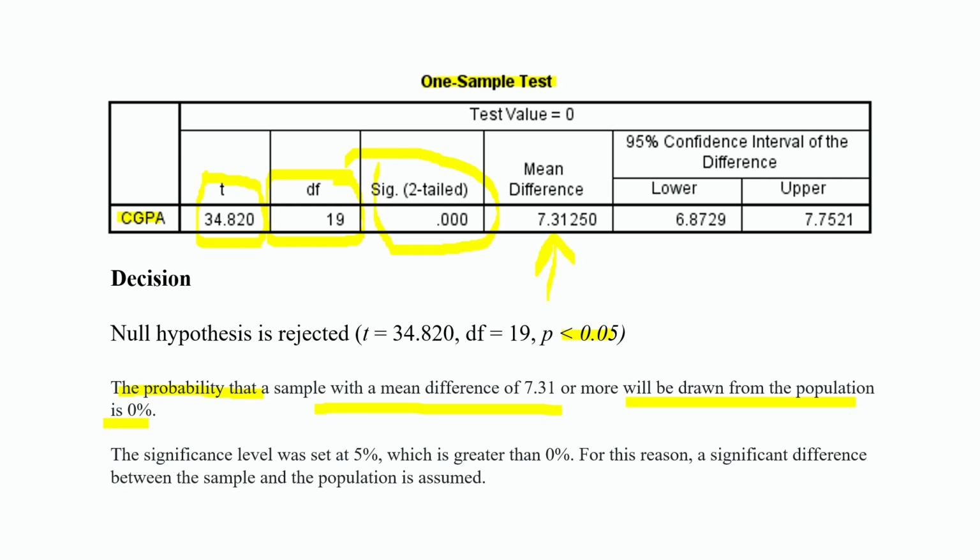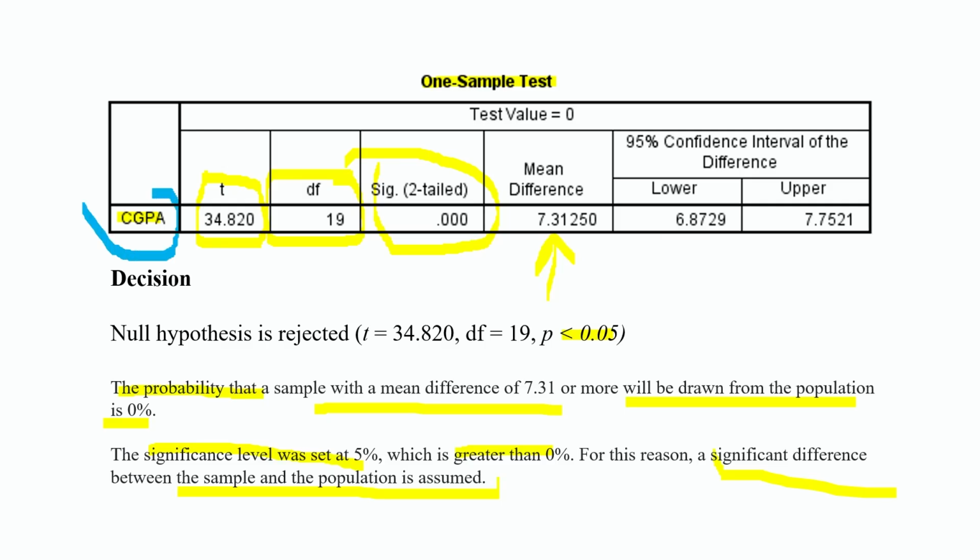So the significance level is set at 5%, which is higher than 0%. So there is a significant difference between the sample and the population assumed. Now let us see the outcome of the statistical test that we performed. What is the name of the test? One sample t-test. What are we measuring? We are measuring the CGPA score, whether the mean is 7.